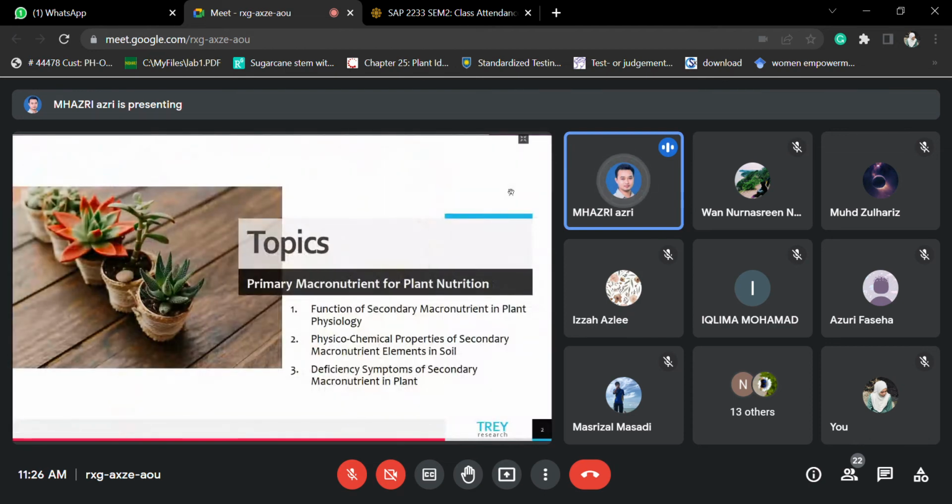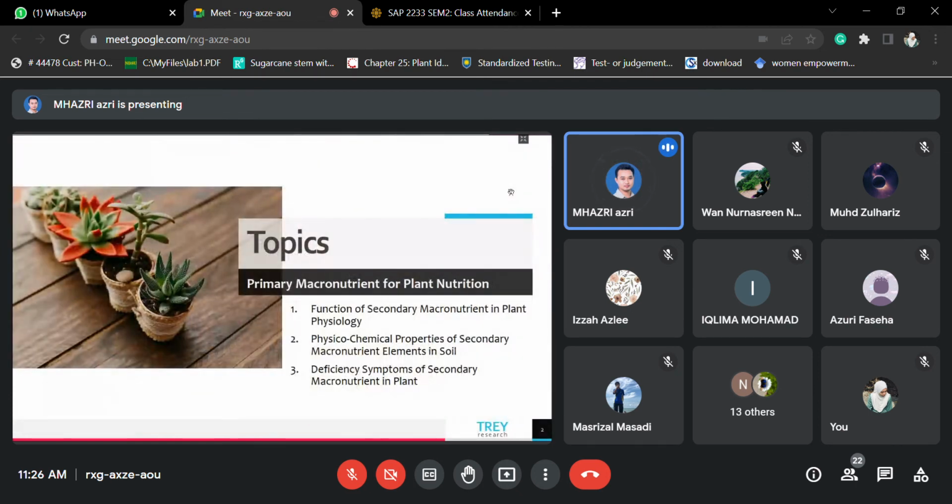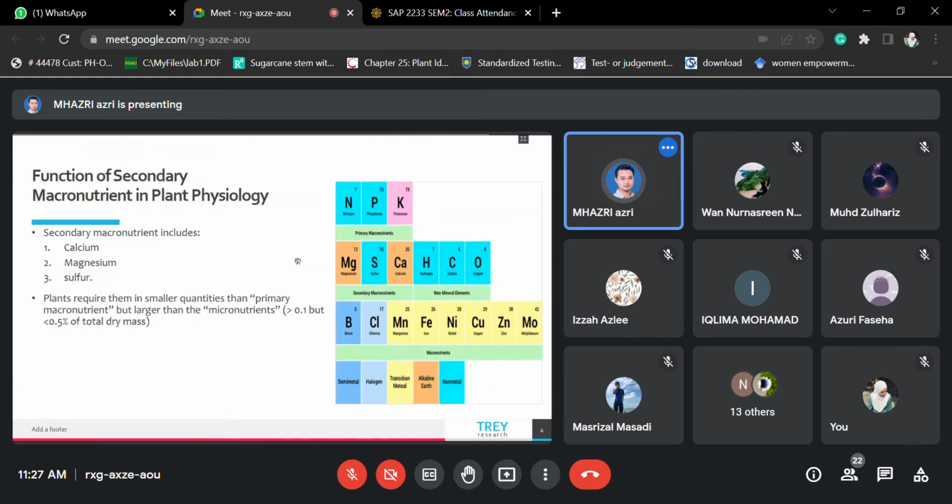Okay, for secondary macronutrients, silap tajuk kat sini, tajuk betul tadi, kat sini salah. Secondary macronutrients for plant nutrition, we divide this lecture into 4 topics, which are functions of secondary macronutrients in plant physiology, the physical and chemical properties of secondary macronutrients, the elements in soils, and its deficiency symptoms in plants. Okay, so let us start with the first topic.